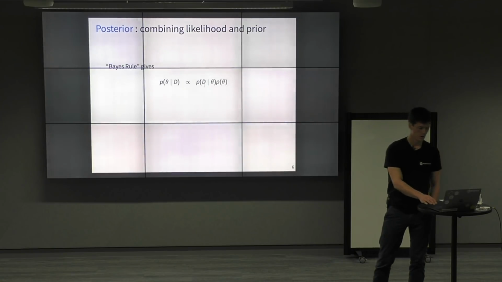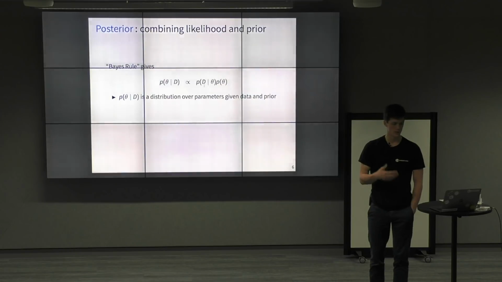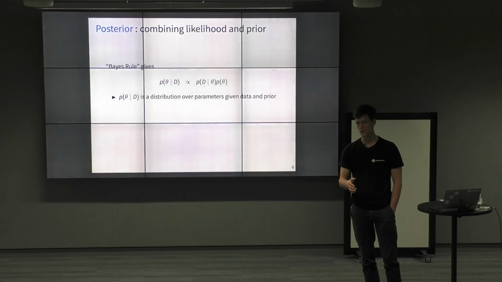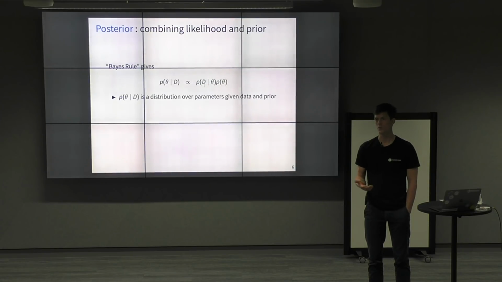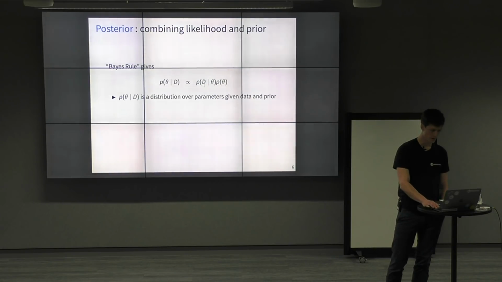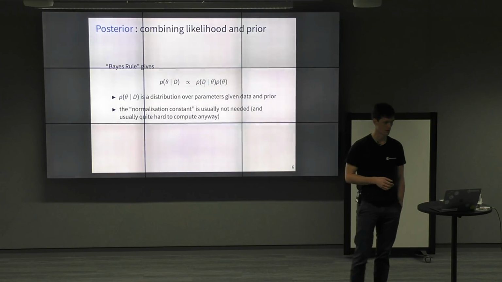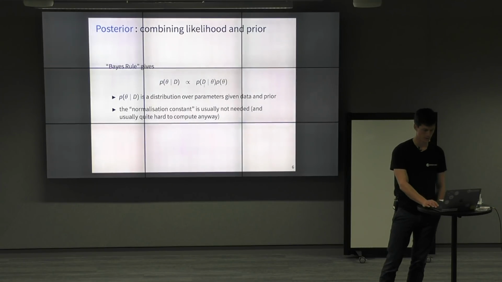P of theta given D, the posterior, is a distribution over parameters given the data and the prior, and that's a way to tell you that these parameters, given the data and your prior, are more likely than others. And obviously, the next step is, well, I care more about likely parameters than not, right? The normalization constant, so here I use a proportional symbol, is typically very hard to get and typically not needed as well. I might shove that under the rug for now, but if there are questions, I'm happy to take them later.